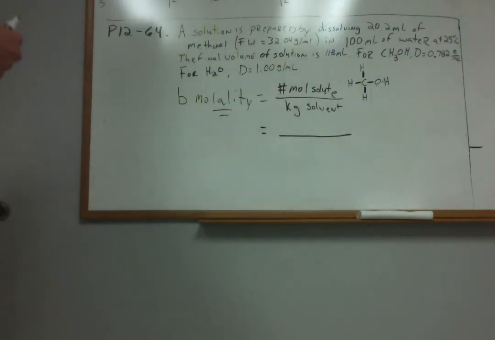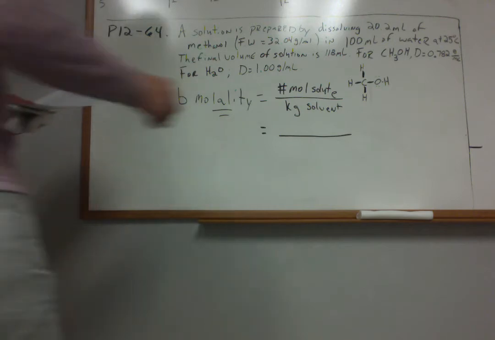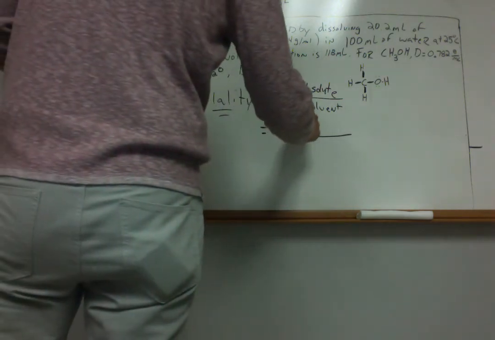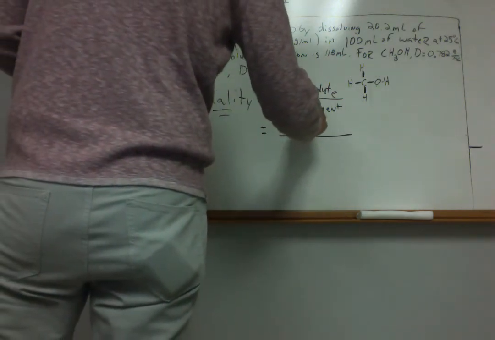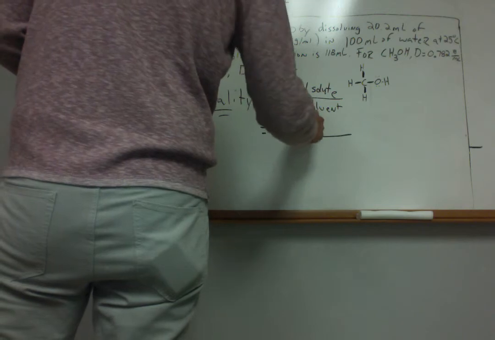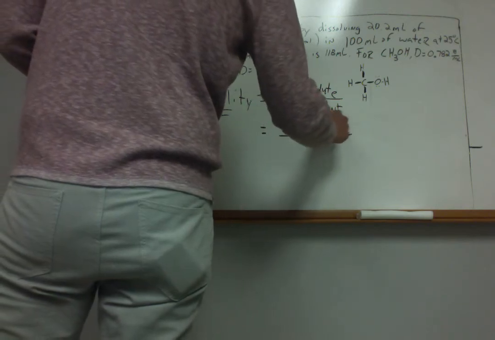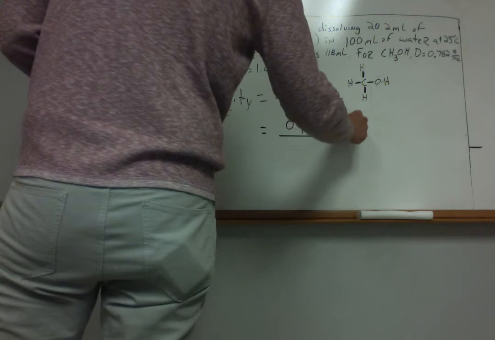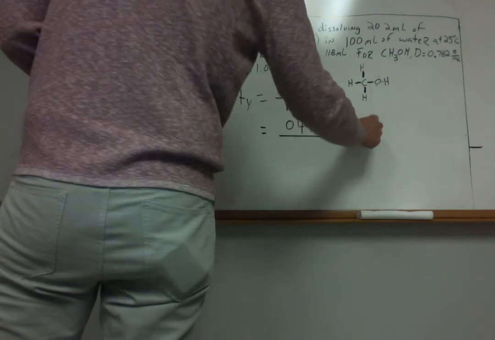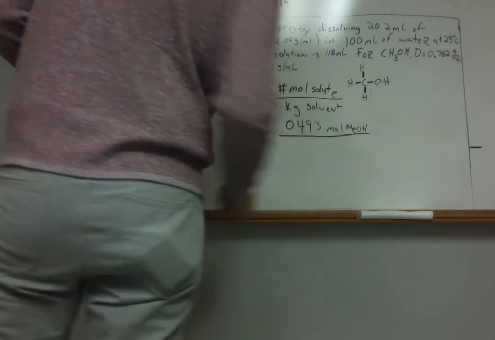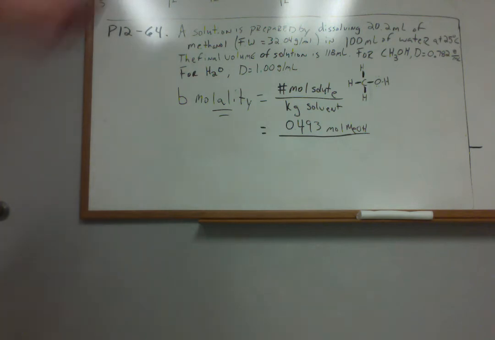where do we find these numbers? Well, in part A of this problem, we solved for the number of moles of methanol. I already showed you that computation, so I'm not going to go back through it in the interest of time. But remember, we found there was 0.493 moles of methanol, okay, based on the conditions of this experiment.